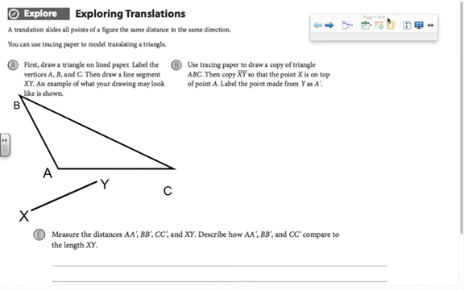In this lesson, we are taking what we saw in the previous module about transformations and moving them forward. In this particular lesson of the new module, we're talking about translations. I believe in the next module you'll see we're talking about reflections and rotations. So the explore activity here is telling us that we can use tracing paper to model translating a triangle.